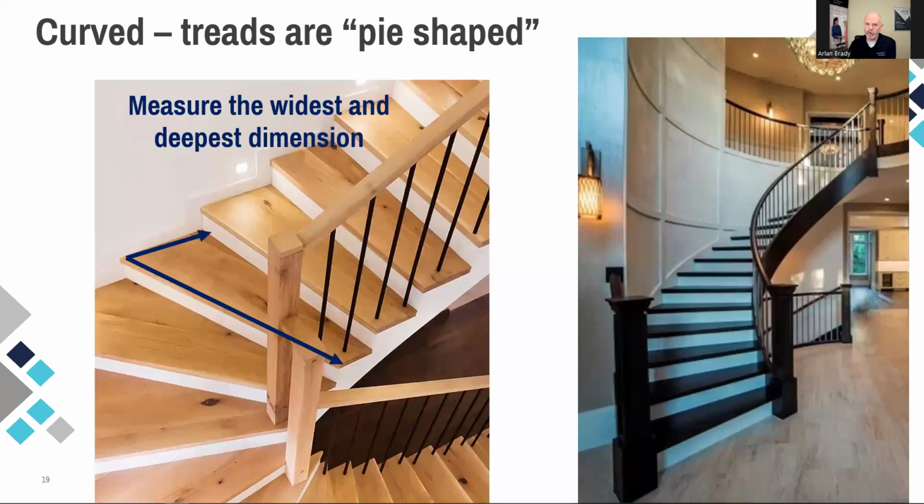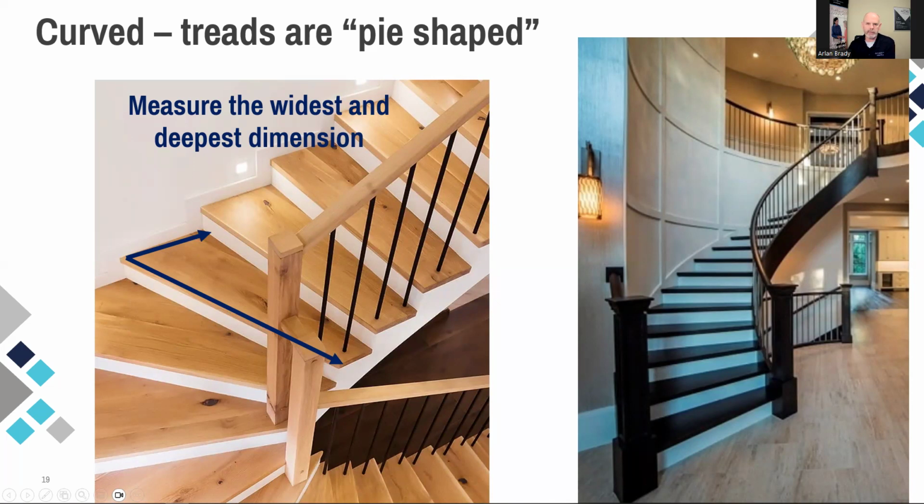Contrast this with a curved tread. A curved tread simply means that your tread has a pie shape to it. It might be a straight cut. It might actually be a curved cut. It doesn't matter. But you'll notice that the inside is always narrower than the outside.